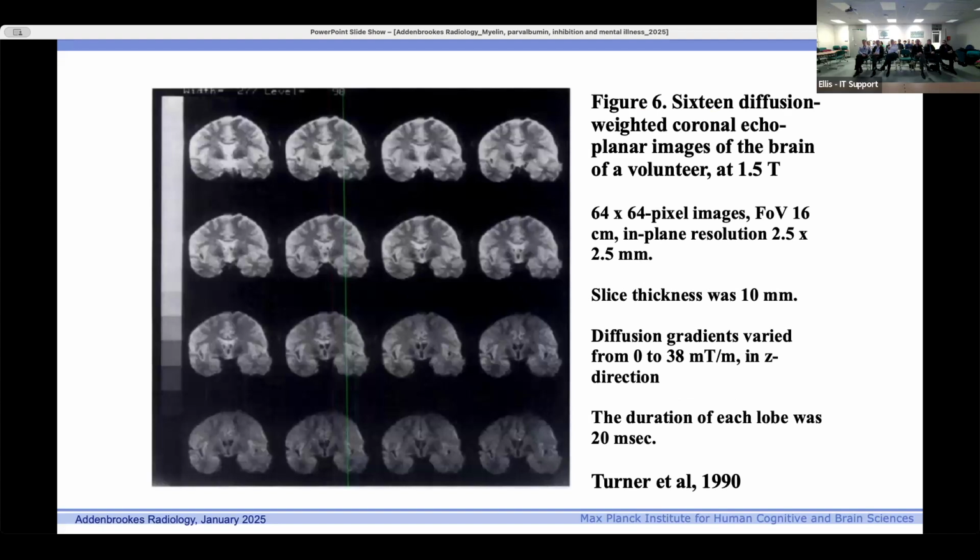So just a blast from the past. This is what we published in 1990. The first decent artifact-free images at 1.5 Tesla with differential diffusion weighting from the top left and bottom right, using a home-built head gradient coil, which I designed and had built at the time.